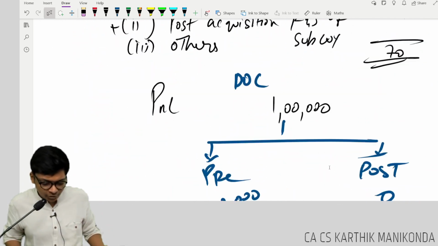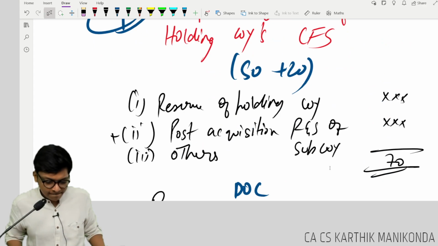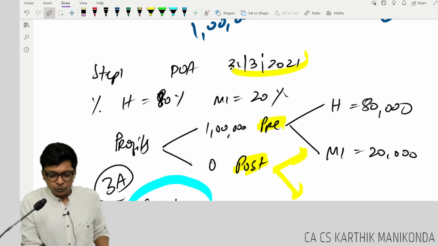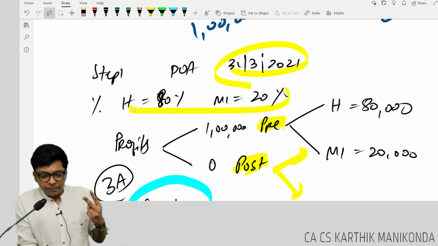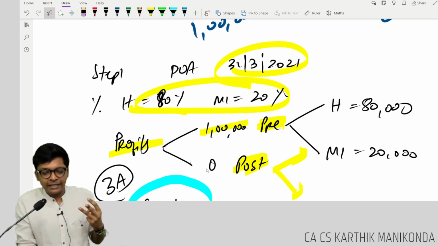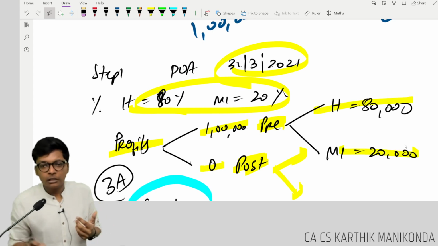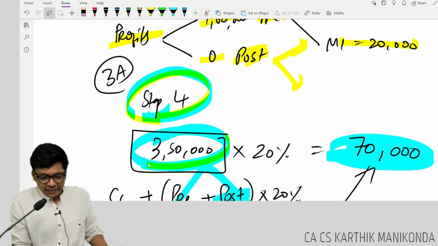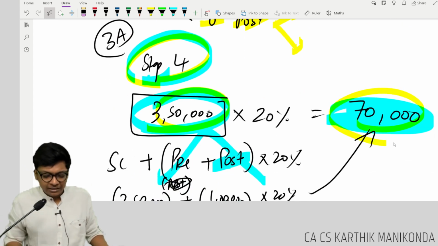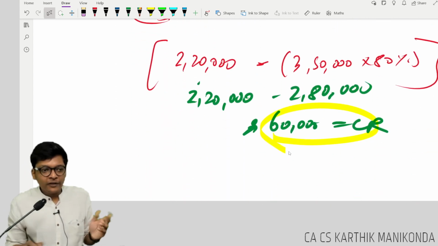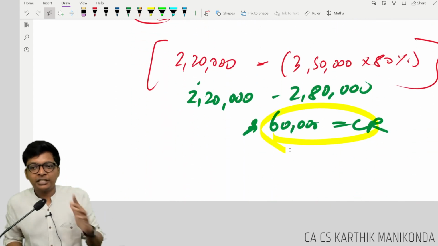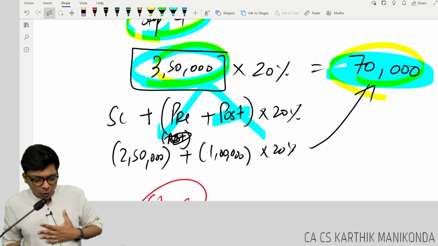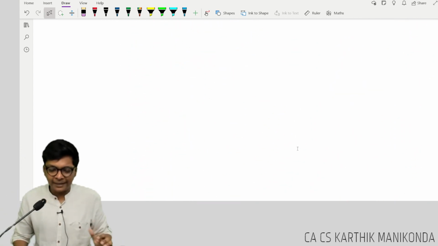Look at the sum again. Where did I start writing guys? Step 1, date of acquisition. From here I found the acquisition and the percentage, then reserves I computed as pre and post. In that pre, how much is holding, how much is minority, understanding the logic for every step. And step 4, I am finding out minority interest. Step 5, I computed goodwill or capital reserve. Now I have to prepare the balance sheet guys. Keep this on hold. Let's prepare the balance sheet now itself.